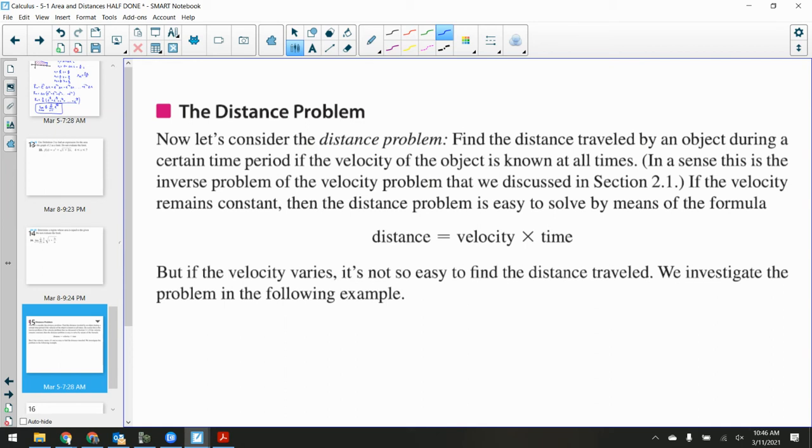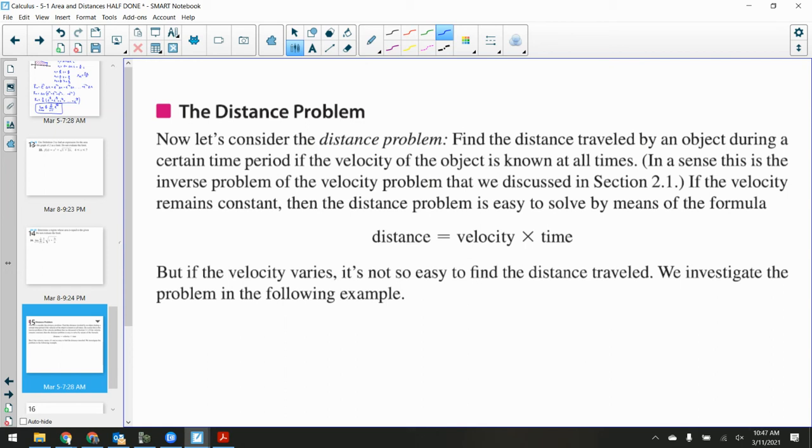Let's consider this distance problem. Find the distance traveled by an object during a certain time period if the velocity of the object is known at all times. See, I'm asking you, if I know velocity, can I figure out distance at all times? Well, distance, again, is velocity times time. If the velocity remains constant, then the distance problem is easy to solve. It's just distance is equal to velocity times time.